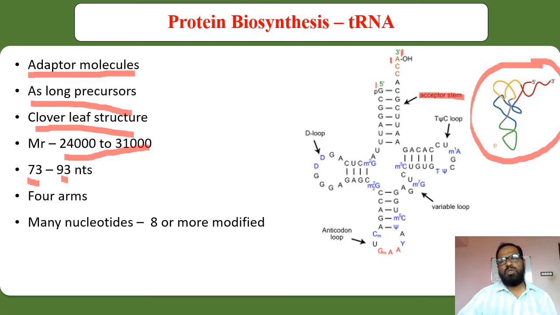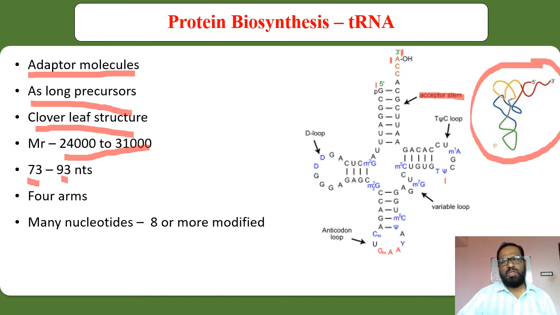Why is it called the T ribothymidine pseudouracil loop? Because it has one very unusual base, and that base is called the pseudouracil. Here you can see this is one base called the uracil, in which they have drawn a line. This is the pseudouracil, and because of the presence of the pseudouracil, it is called the T pseudouracil C loop, or arm.